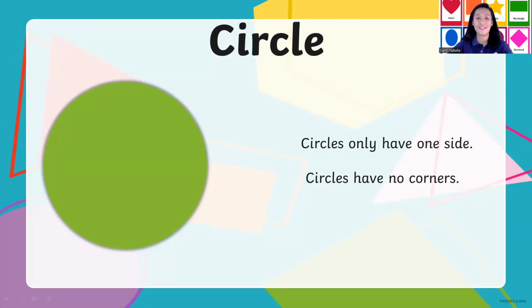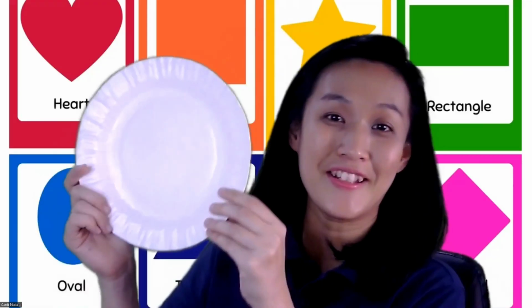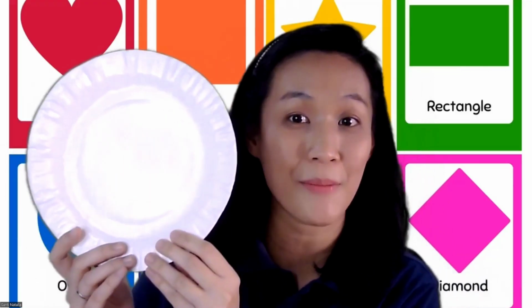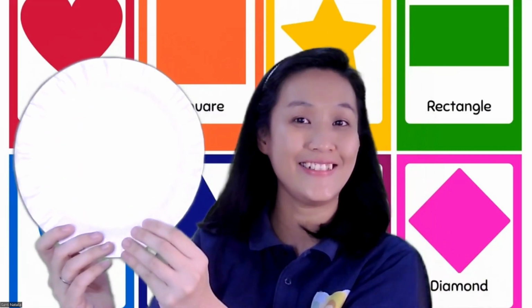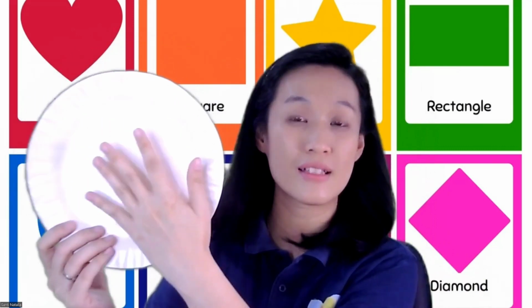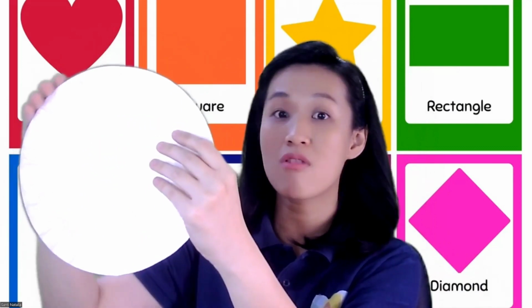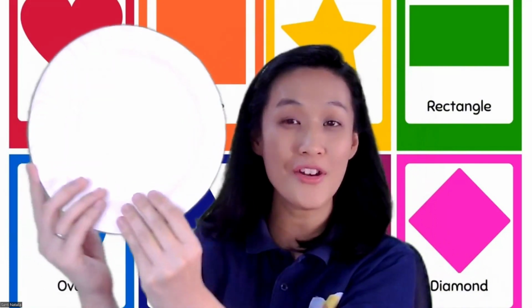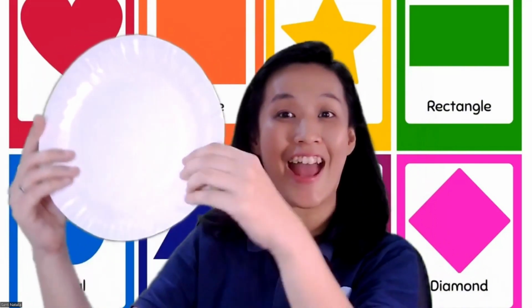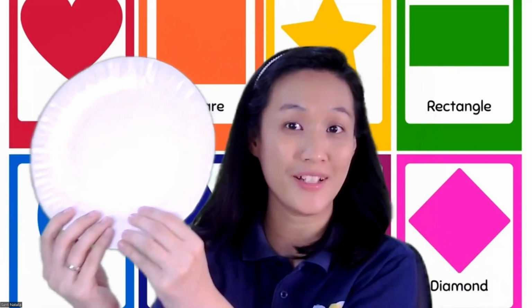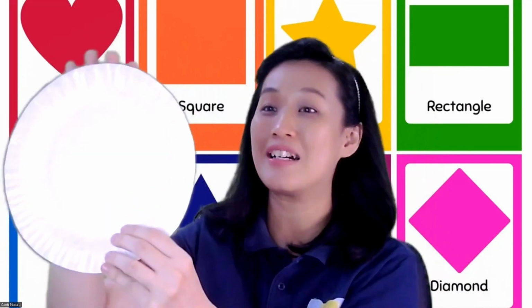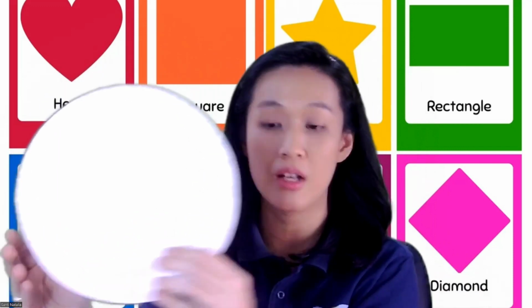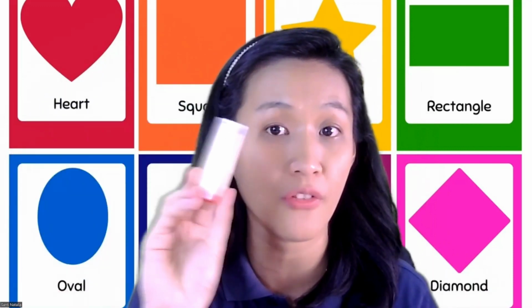Now, can you find a circle around you, children? For example, I have a paper plate and the shape is a circle. Only one side and it's round and round. No corners. Round and round. What shape is this, children? Circle. Because it has no corners. So, can you make a circle with your toothpick?